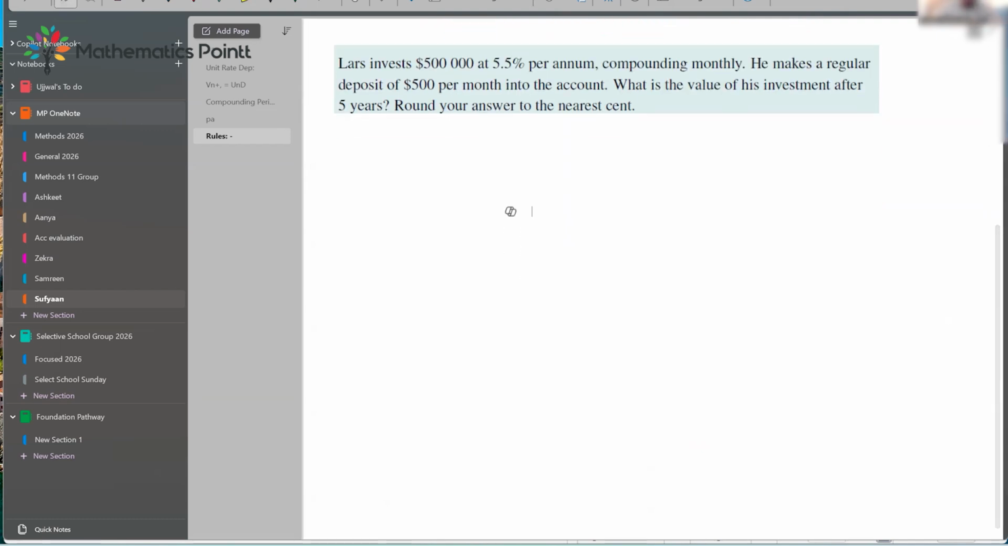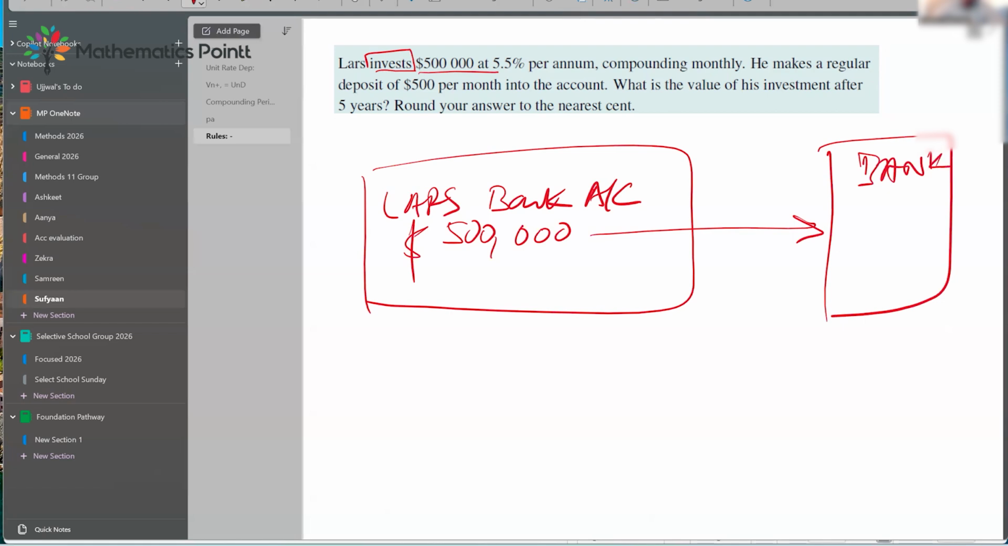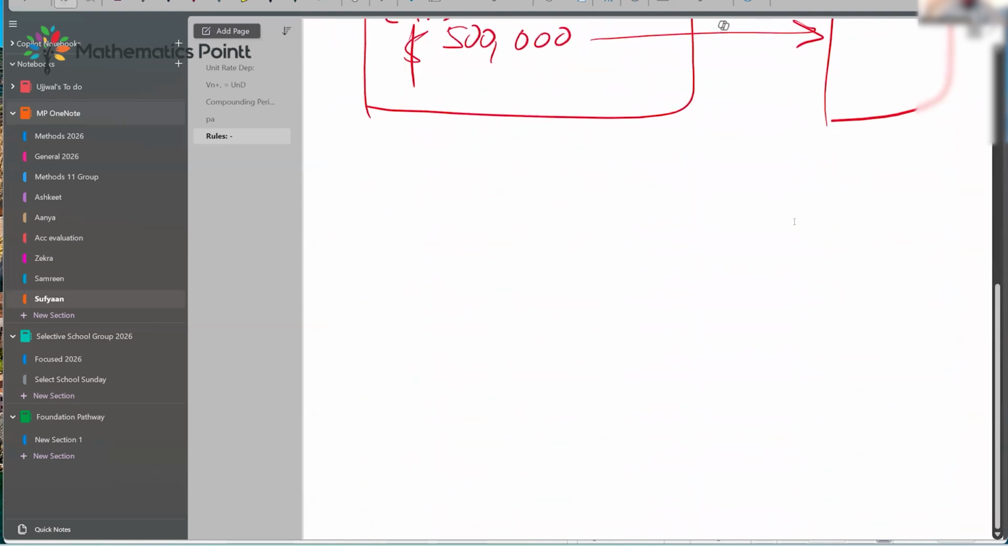Lars invests. Invests means this is Lars' bank account. Lars' bank account has $500,000 sitting in it, and Lars has invested. So that means money has gone out of his bank account. He's invested into a bank. So from Lars' perspective, the money has gone out. Money going out, and I told you the money going out means it is negative.